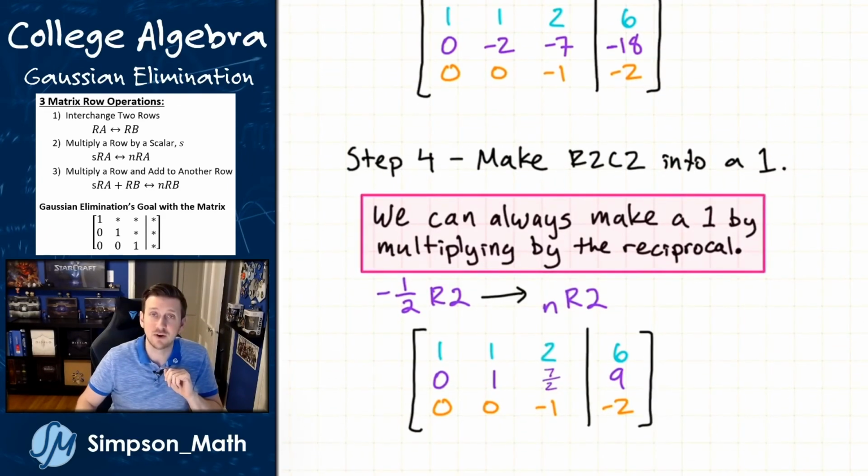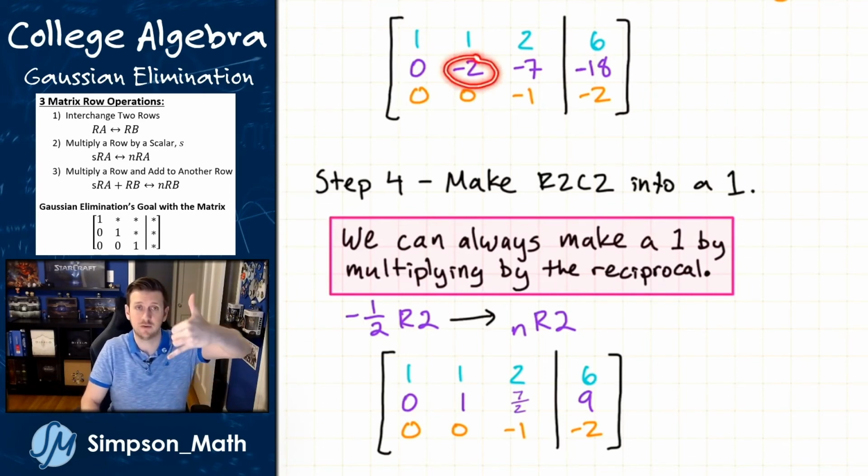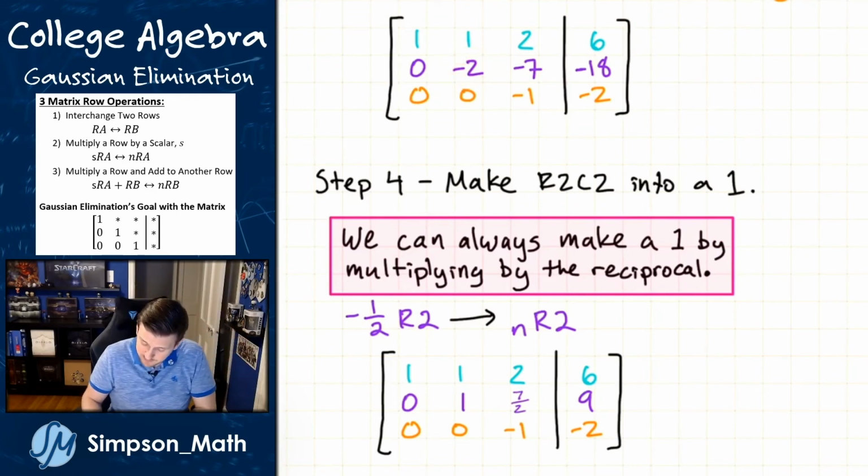So yeah, I have this note right here, boxed in pink, it's so important. We can always make a 1 by multiplying by the reciprocal. So the reciprocal of -2, just flip it over, is -1/2. The sign does not change on the reciprocal. -2 becomes -1/2. So if I multiply -1/2 times R2, let's just distribute: 0 times -1/2 is 0.